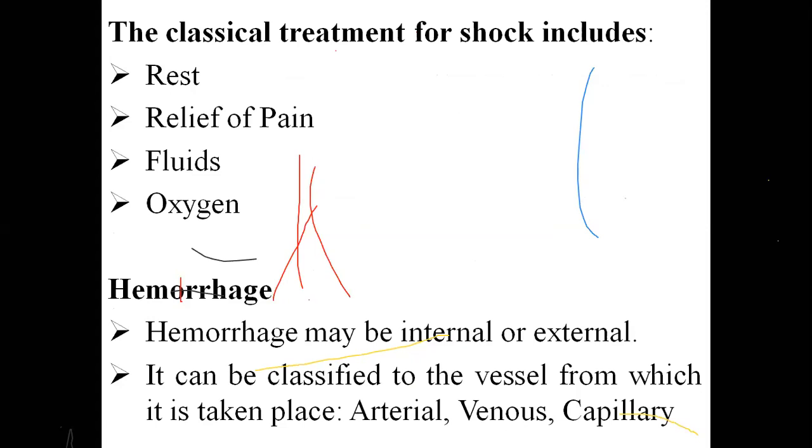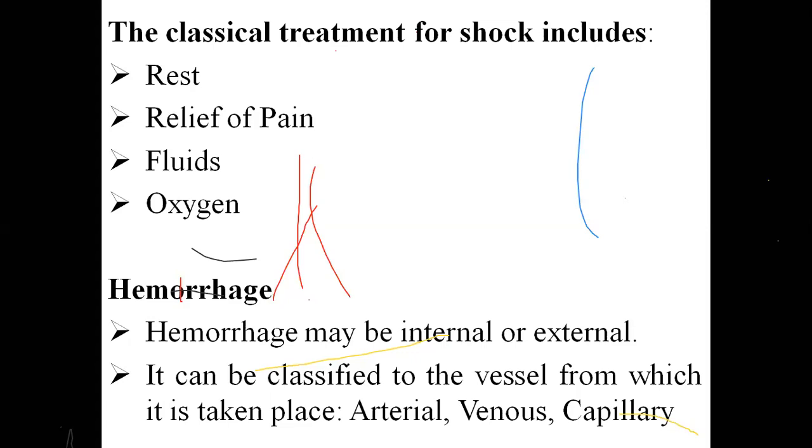The classical treatment of shock includes rest, relief of pain, fluid, oxygen. The first thing you do is you allow the patient to rest by elevating the feet of the bed so that blood can circulate to the vital organs. You relieve the patient's pain if pain is the cause of the patient's symptom. Then you give fluid in case the patient is losing fluid and electrolytes, and you give oxygen depending on the identified cause of the shock.